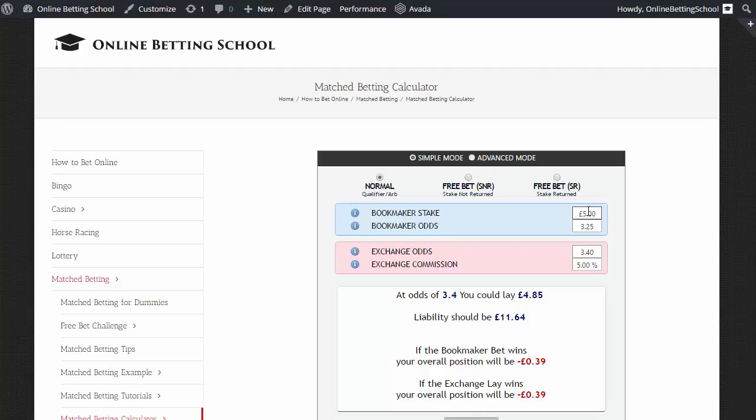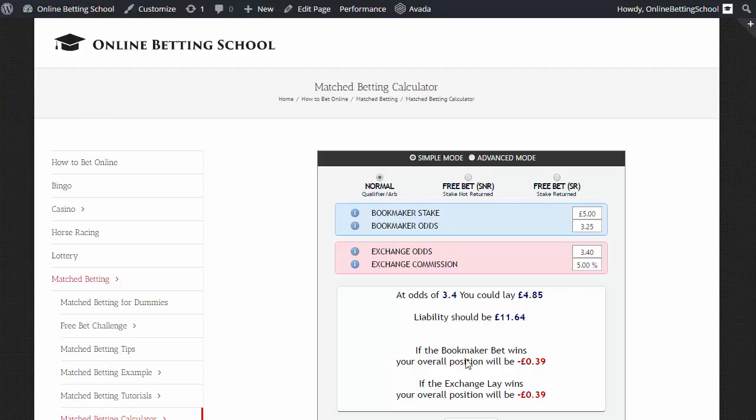This way you've covered every possible outcome of the match with two simple bets. So we know that it's either going to be a draw or it's not going to be a draw. So we've covered the draw at Sky Bet or the bookmaker, and we've laid the draw at Betfair or the bet exchange. So our liability in this case will be £11.64. This just means that you need to have £11.64 in your Betfair account to be able to place this bet, just in case it loses with Betfair.